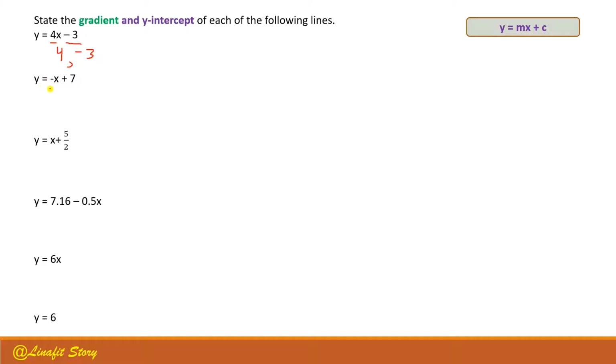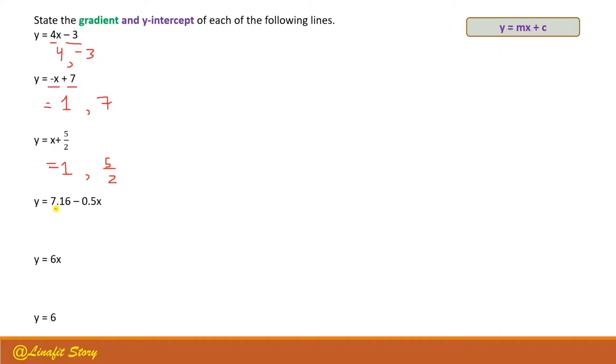y is equal to negative x plus 7. The gradient is negative x. So the gradient is negative 1, while the y-intercept is 7. y is equal to x plus 5 out of 2. The gradient is 1, and the y-intercept is 5 out of 2.